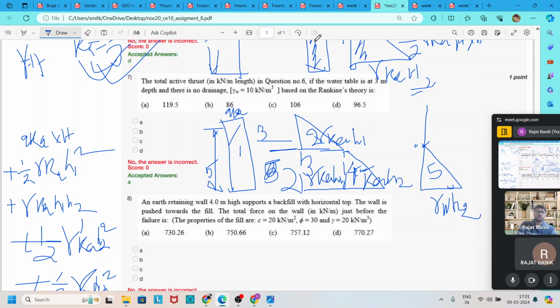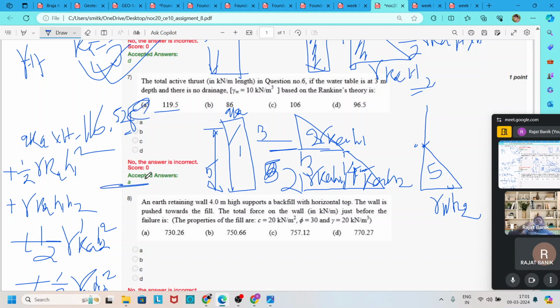The answer is 116.525. So the closest option for this answer is 119.5. So the correct option is option A for this problem.